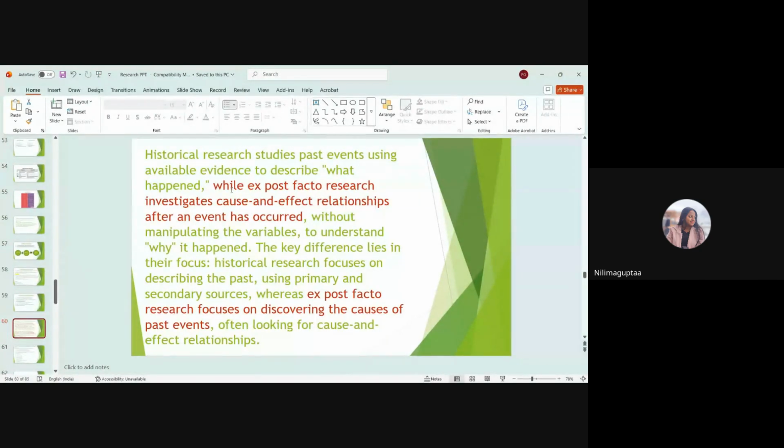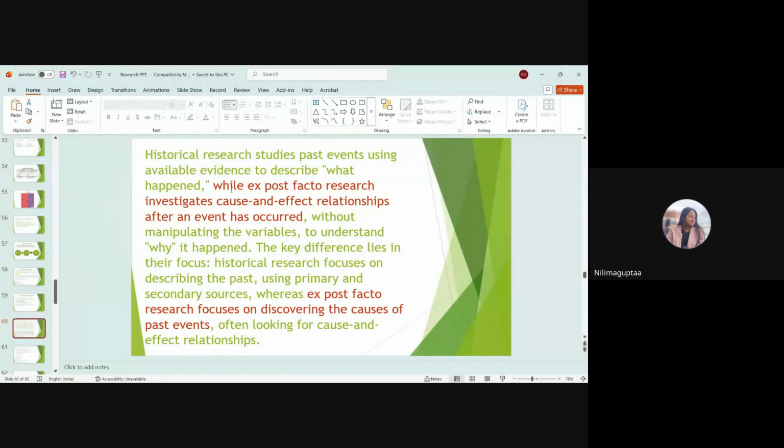investigates the cause and effect relationship both. As I told you, in historical research we cannot go and study the cause because it was years ago. But in ex post facto, the event was done recently. For example, a person becoming a criminal or a drug addict. So we understand its cause also, and after that activity, what is the effect on that particular person? And in both of them, the variables are not manipulated, to understand why it happened.